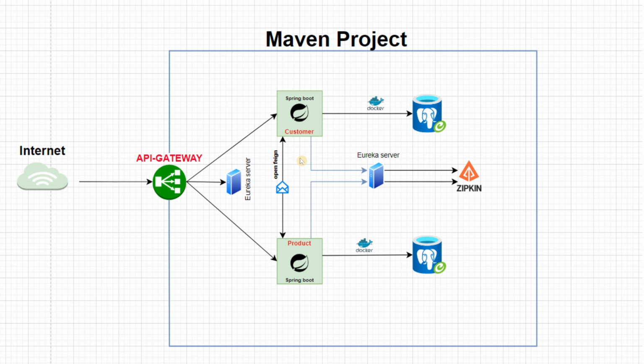So I started with building two microservices using Maven. So we have customer and then we have product. From this, I connected these two microservices to a Postgres database using Docker. So I used Docker to run this Postgres over here. So these two microservices are connected to Postgres. Then after that, I created a communication between the two microservices using OpenFeign.